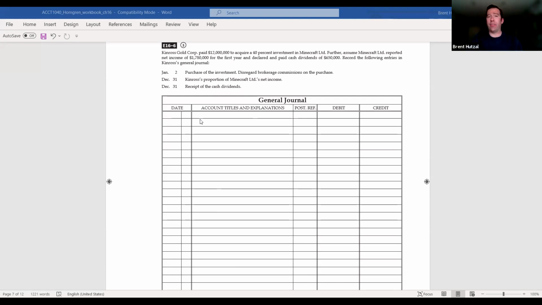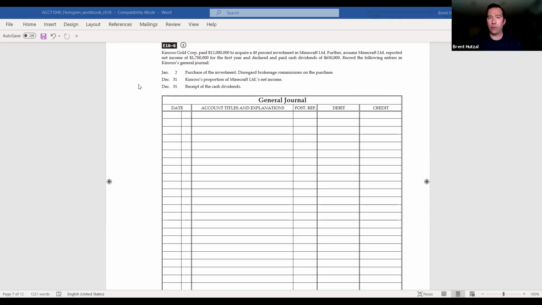Let's read the question together, and then we're going to have a little bit of background on exactly what we need to do here. So in this question, Kinross Gold Corporation paid $12 million to acquire a 40% investment in Minecraft Limited. Further, assume Minecraft Limited reported net income of $1,780,000 for the first year and declared and paid cash dividends of $650,000. Record the following entries in Kinross's general journal.